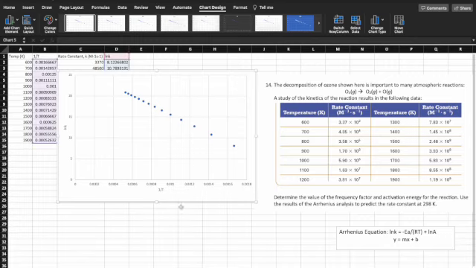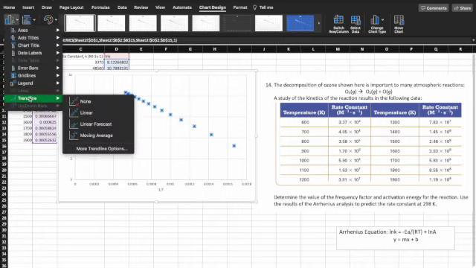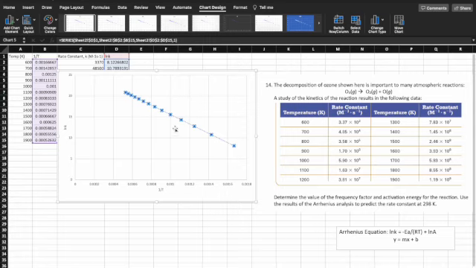All right, so there you have it. Next thing I'm going to do is find the best fit straight line. So I'm just going to select one of the data points. Sometimes it selects all of them. Go to chart element, go to trend line, go to linear, and there you have it, the best fit straight line.